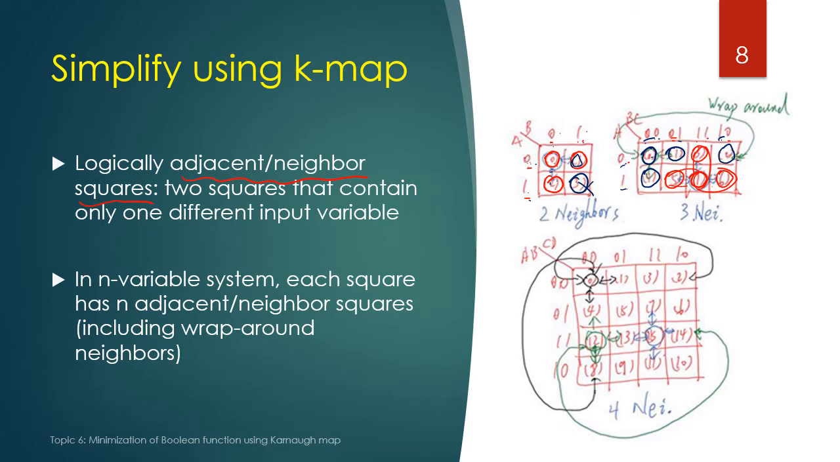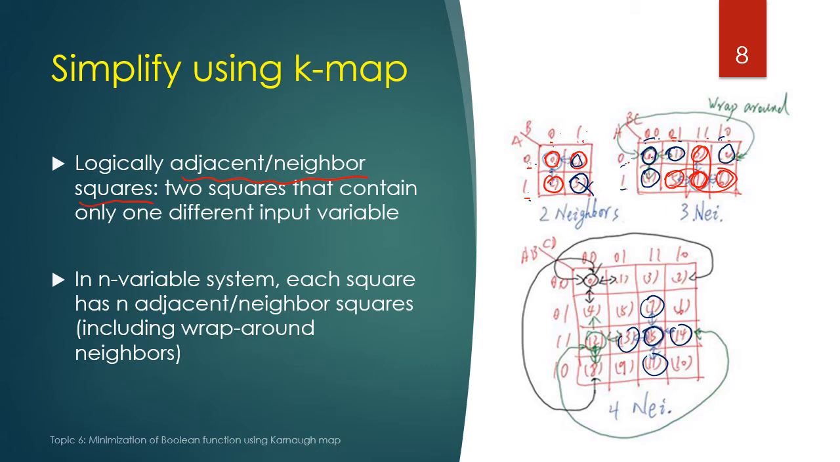For the four-variable system, we can think that each square should have 4 neighbors. Like for 15, we have 7, 14, 11, and 13. Okay.